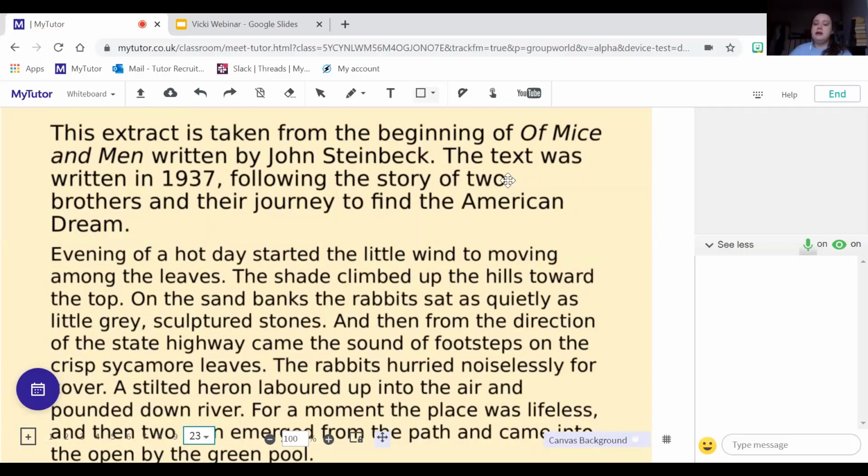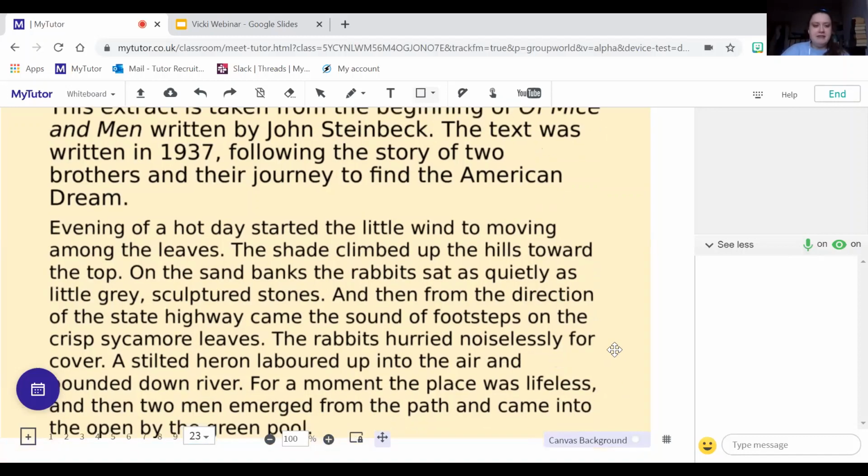I'm just going to read this out to you, save you reading it. This extract is taken from the beginning of Of Mice and Men, written by John Steinbeck. The text was written in 1937, following the story of two brothers and their journey to find the American dream. I'm sure a lot of you are very familiar with Of Mice and Men, and you've probably read it at school. This is taken from the very start.